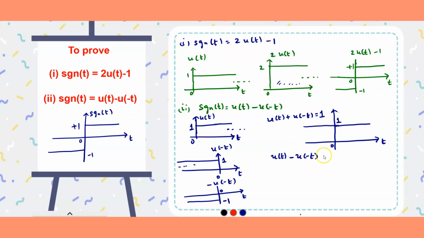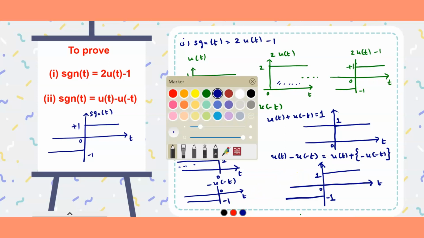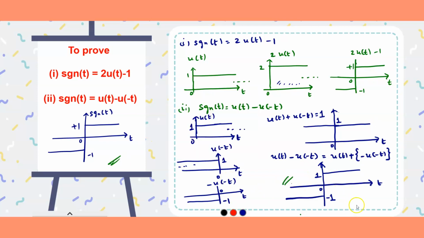So this u of t minus u of minus t can be written as u of t plus minus u of minus t. You're adding these two signals. How does it look when you add it? And that's all. If you see this u of t minus u of minus t, it's exactly looking like our signum function, hence proved. Hence proved is a famous statement in mathematics. If you don't know anything, just write 4-5 lines and then say that hence proved, LHS is equal to RHS.